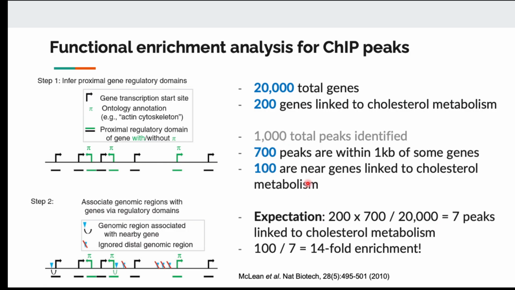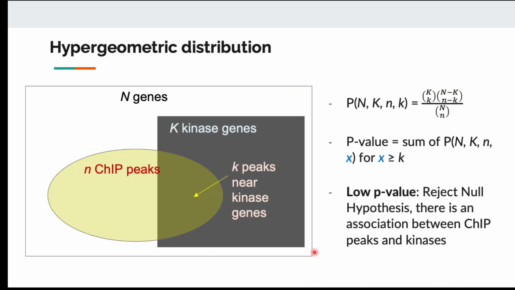You expect to see 7 peaks, if your ChIP-seq, if your epigenetic signal is not related to cholesterol metabolism, by chance, you should see this many peaks next to cholesterol metabolism genes. Only 7. But in your data, you see 100. So you can calculate kind of roughly that you have a 14-fold enrichment. Instead of 7, you see 14 times higher than 7. And this can be translated to a p-value using the hypergeometric distribution.